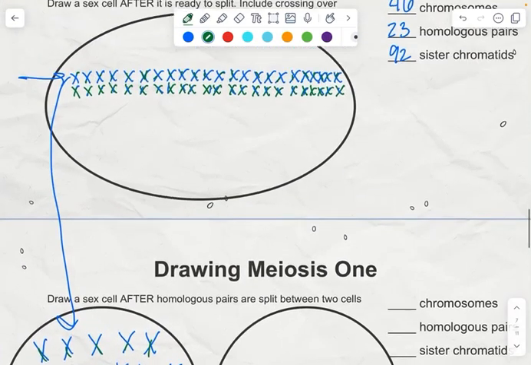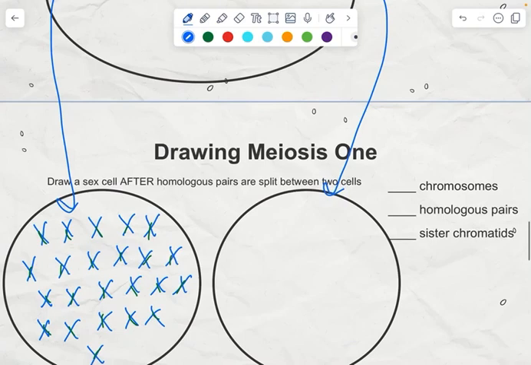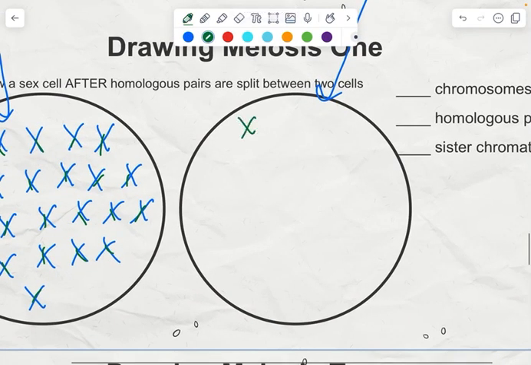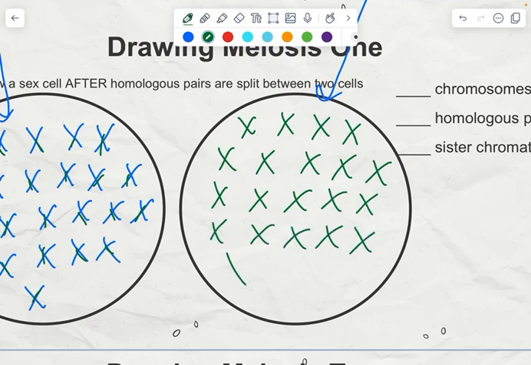All right, and then all of the chromosomes from the bottom half here are going to go into this one. So we'll draw some green X's. 1, 2, 3, 4, 5, 6, 7, 8, 9, 10, 11, 12, 13, 14, 15, 16, 17, 18, 20, 21, 22, 23. Then we'll add in the blue. Yay.